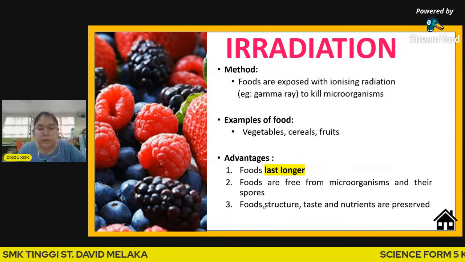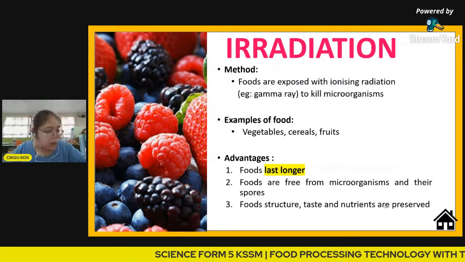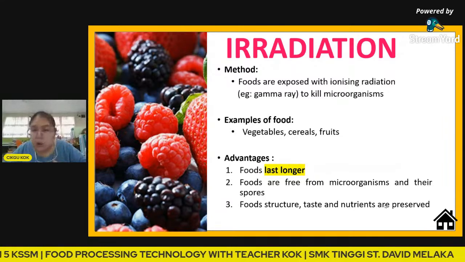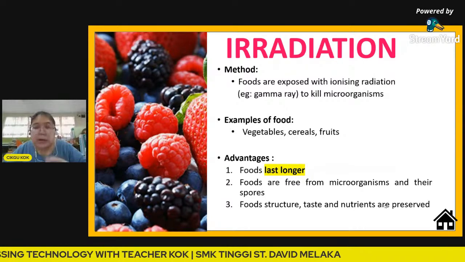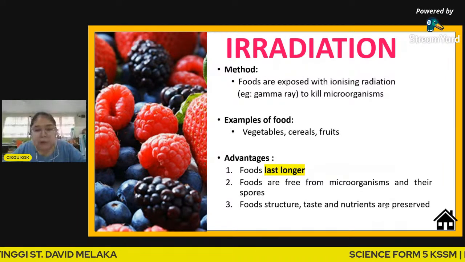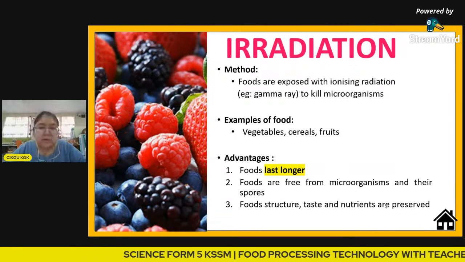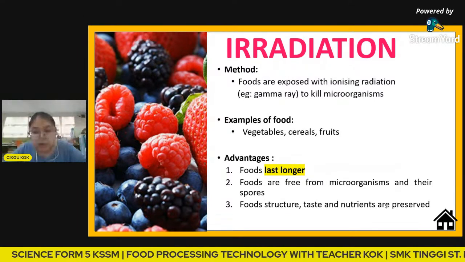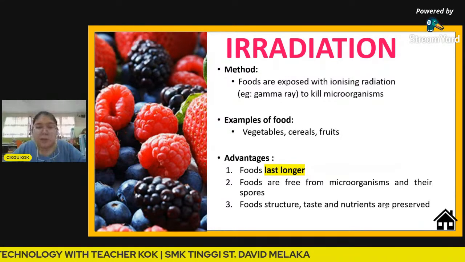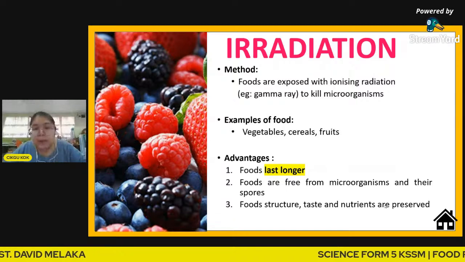Number three is the food structure, taste, and also nutrients are preserved. So what is important for the processing? The first purpose must be to stay longer, the food can stay for longer. Number two, we want to prevent the microorganism. After that, we also want to make sure the texture and structure remain, don't change. And also, you must make sure the food, whether it's a veggie or fruit, important, it can remain with its nutrients.